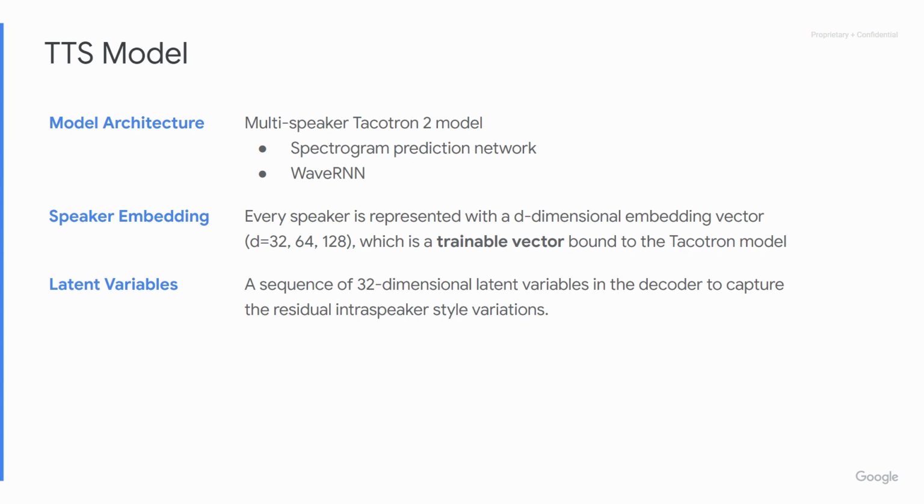In addition, we introduced a sequence of 32-dimensional latent variables in the decoder to capture the intra-speaker style variations. The latent variables at each output step are sampled independently from a mixture of Gaussian priors. Following the variational autoencoder method, we train a recognition model from the output mel spectrogram to infer the posterior distribution of the latent variables.